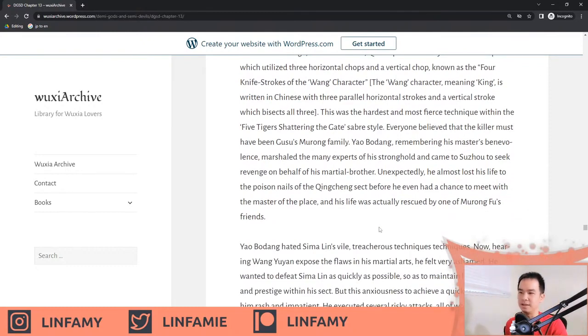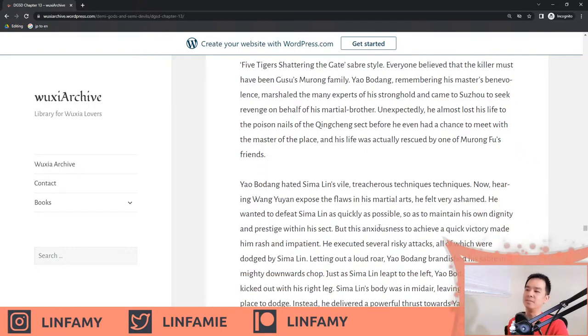Unexpectedly, he almost lost his life to the poisoned nails of the Qincheng sect before he even had a chance to meet with the master of the place, and his life was actually rescued by one of Mu Rongfu's friends. Yao Bodang hated Sima Lin's vile, treacherous techniques. Now, hearing Wang Yuyan expose the flaws in his martial arts, he felt very ashamed.